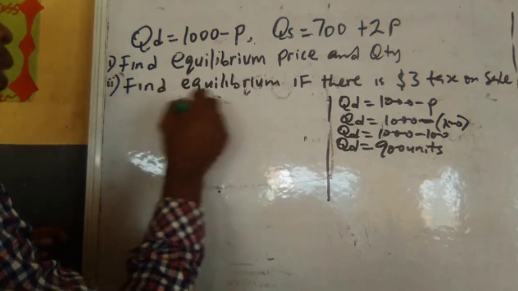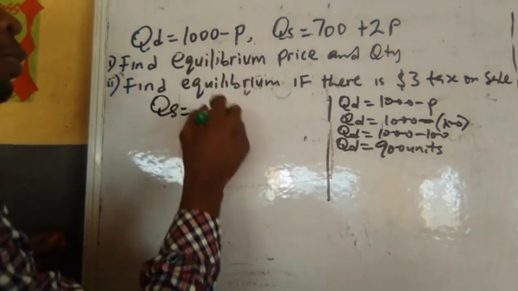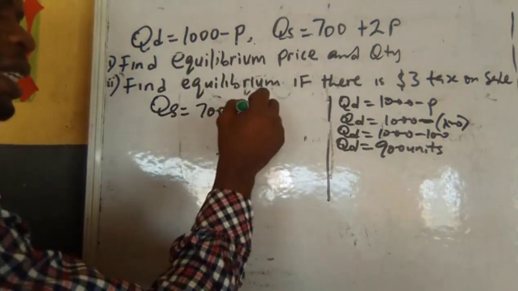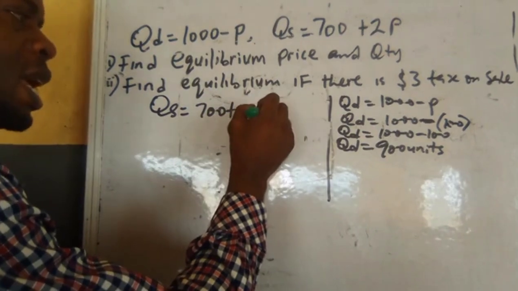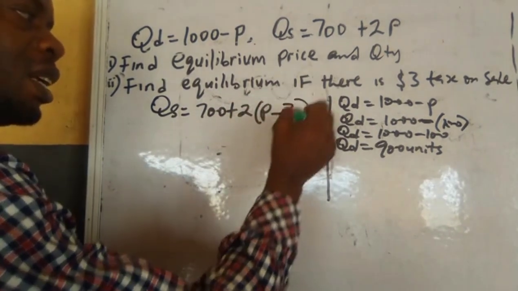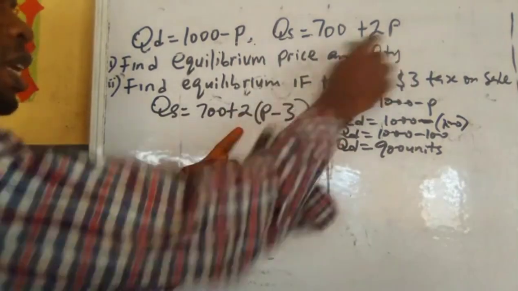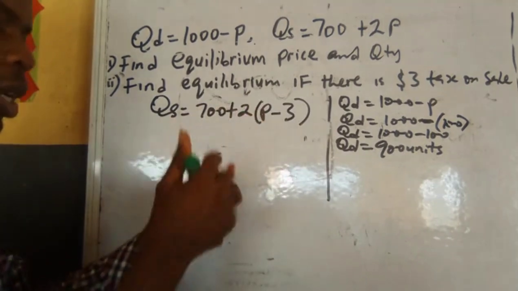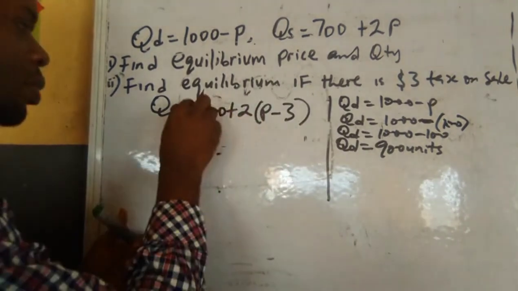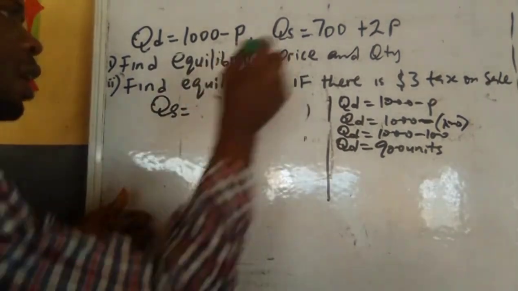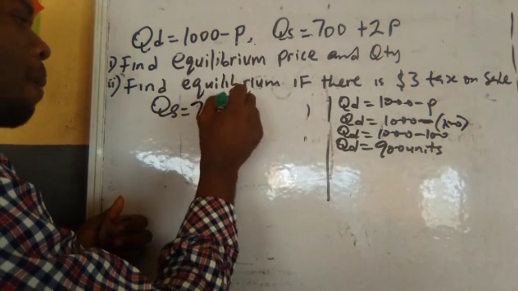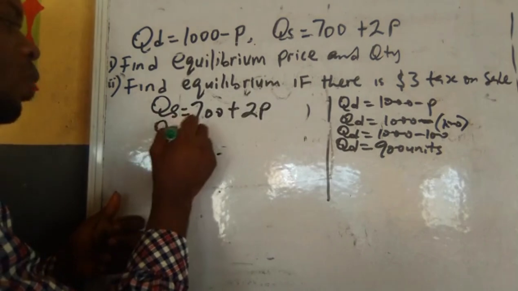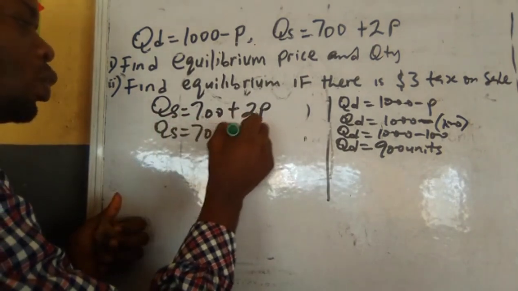So for the supply now, our supply QS will become 700 plus 2 times (P minus 3). Do you understand? It's normally 2P. I just open the brackets now. So I write QS equals 700 plus 2P.